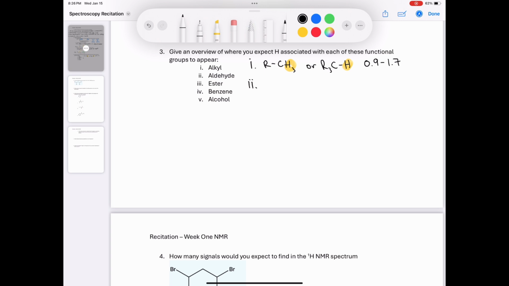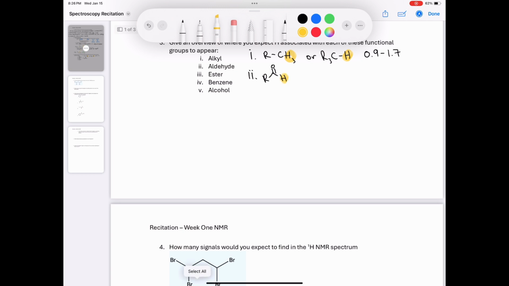Up next, we have an aldehyde. This hydrogen is going to be much more deshielded because of the carbonyl group right next to it. So it's going to be found far to the left of the graph, up near about 10 parts per million.